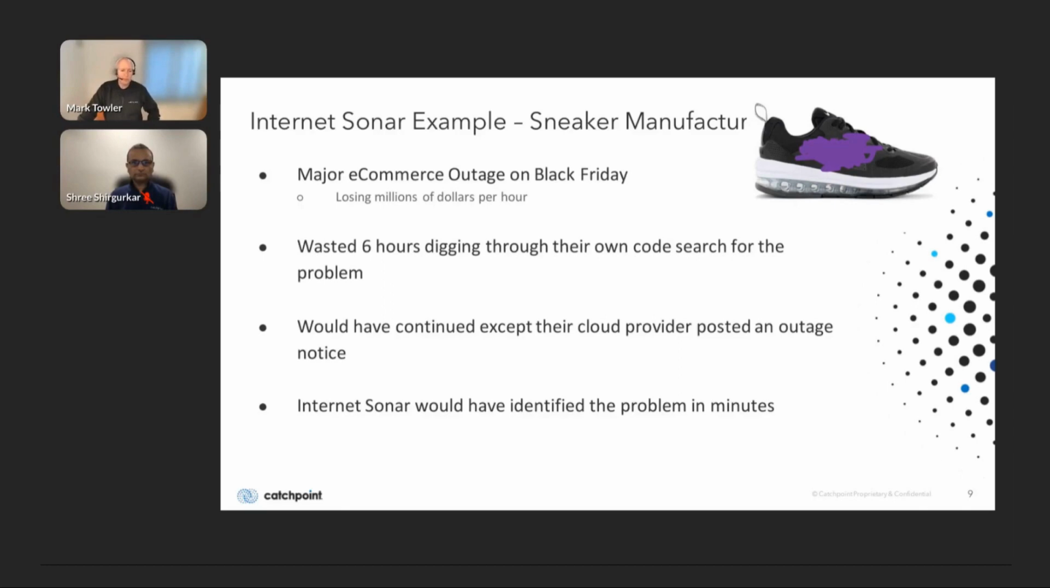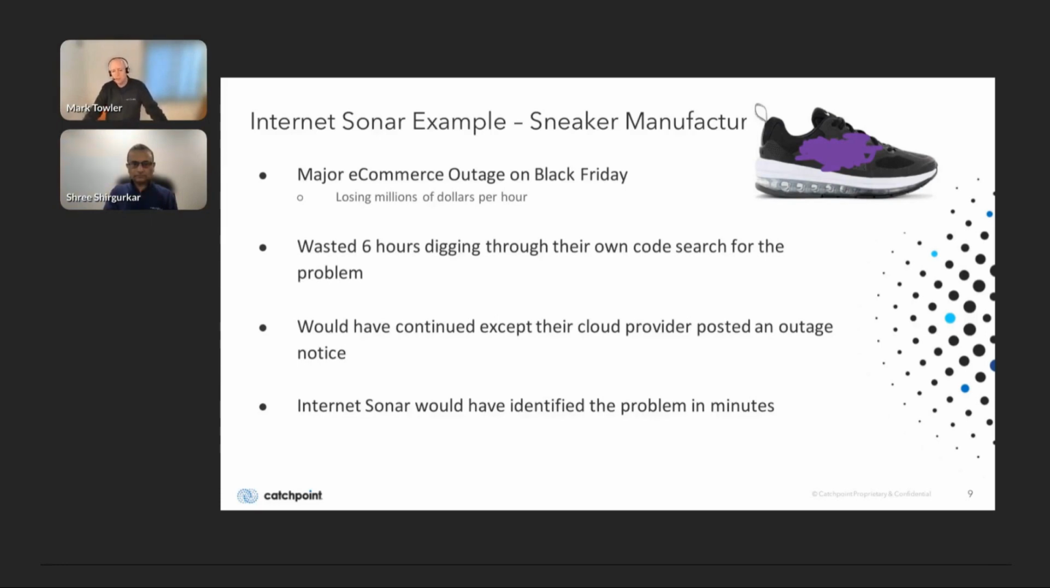They obviously went into a panic. They spent about 6 hours digging through their own code, trying to identify the root cause of this problem. And they probably would still be doing it if someone hadn't noticed that their cloud provider just put up an outage notice saying, sorry, we've been down for the last 6 hours. Obviously, that's frustrating. The financial loss is very hard to calculate other than big, and Internet Sonar would have solved the problem in minutes.